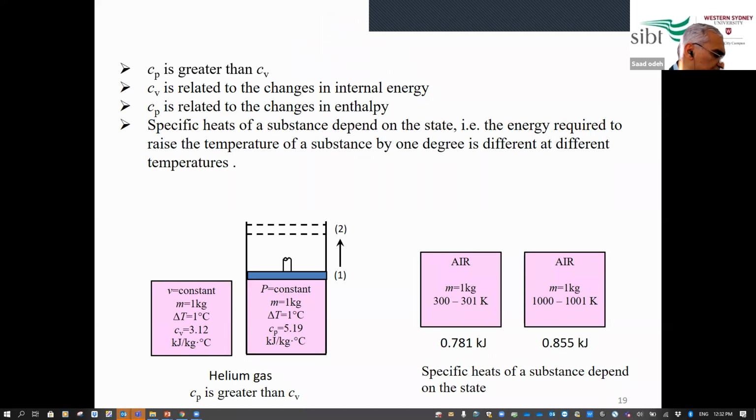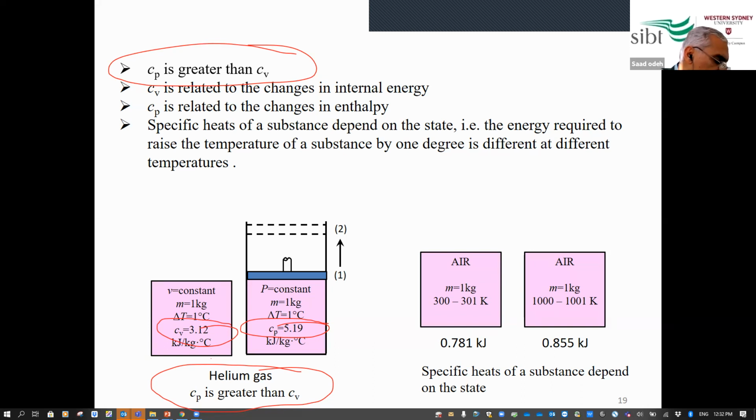And CP is always greater than CV. As we said, these values are given in tables. For example, for helium gas, the values of CP and CV are given in these two figures. If I know CV, I can find the internal energy for this condition. And if I have CP, I can also find H for this state.